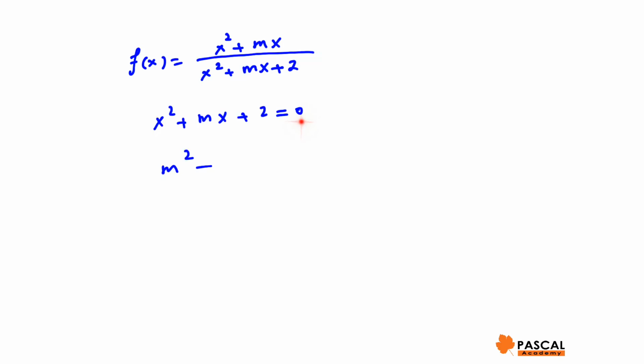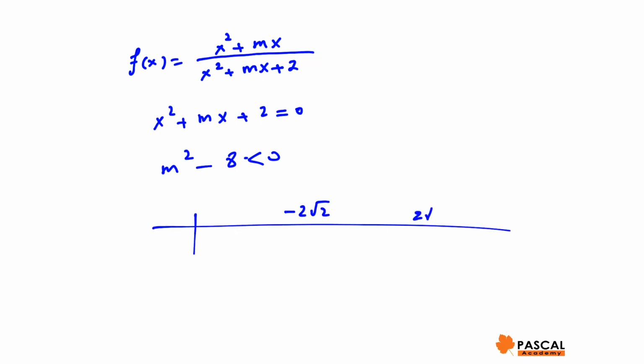It has no real roots when its discriminant is negative. The discriminant of the equation is m² minus 8. B squared minus 4ac is m² minus 8. And if it is negative, the given equation has no real roots. m² minus 8 is 0 when m is plus or minus root 8.